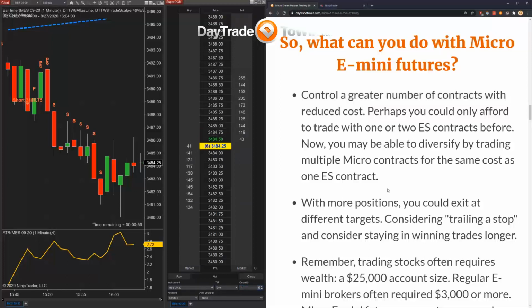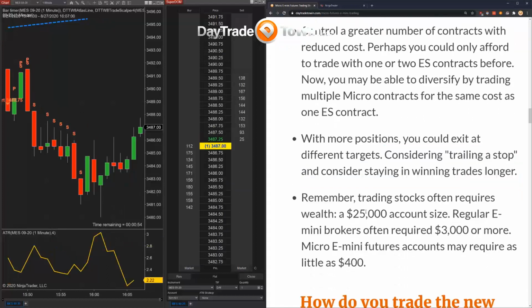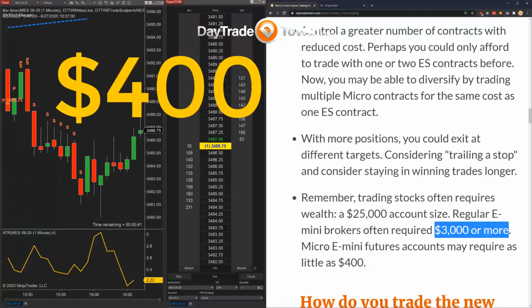Now, if you have more positions, you can exit at different targets. Consider a trailing stop and staying in winning trades longer. This all goes back to affordability. To trade stock, sometimes you need $25,000. For regular E-mini trading, you might need $3,000 or more. Micro E-mini trading can be done with an account size as low as $400. Of course, that depends on the broker.